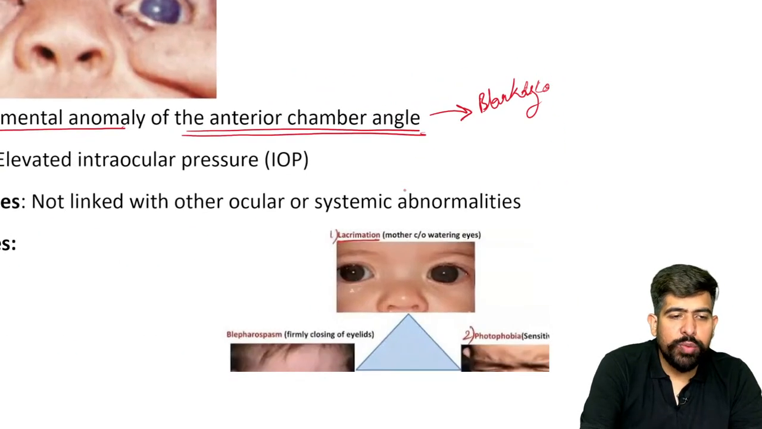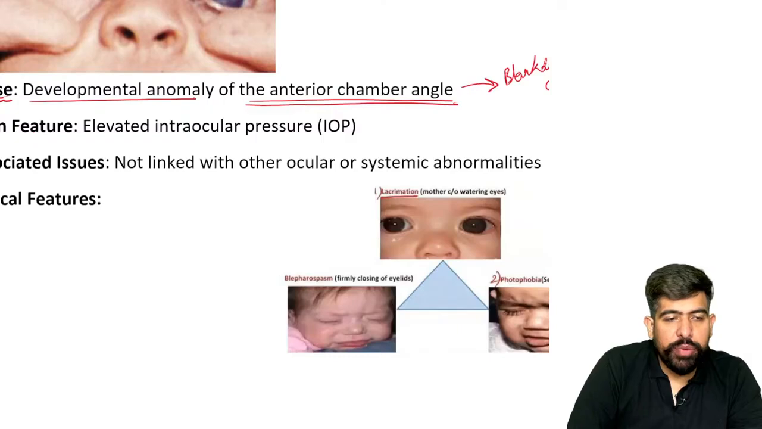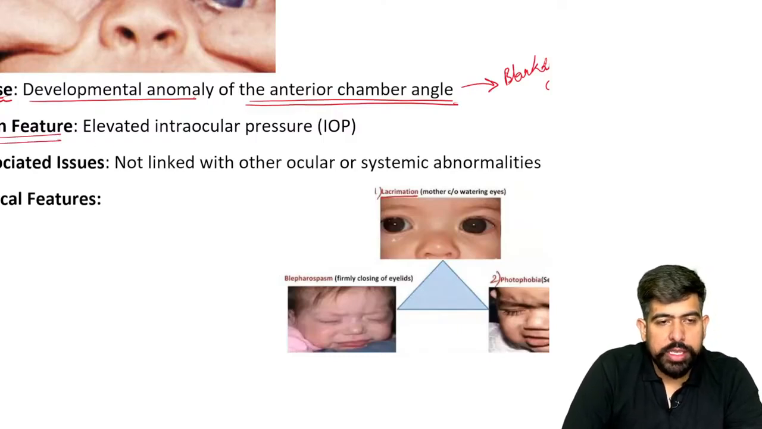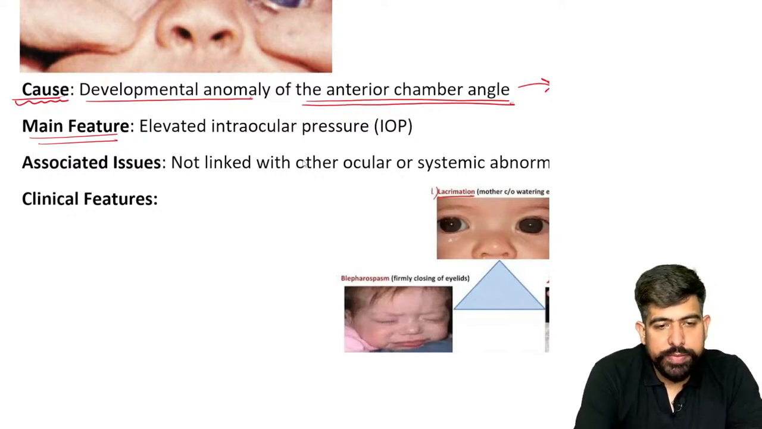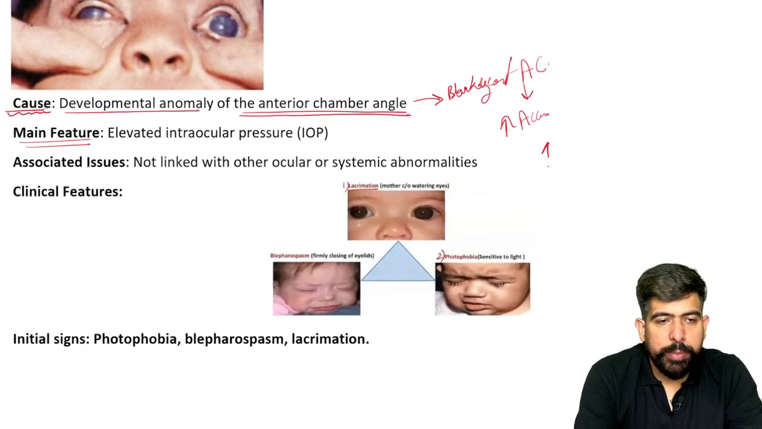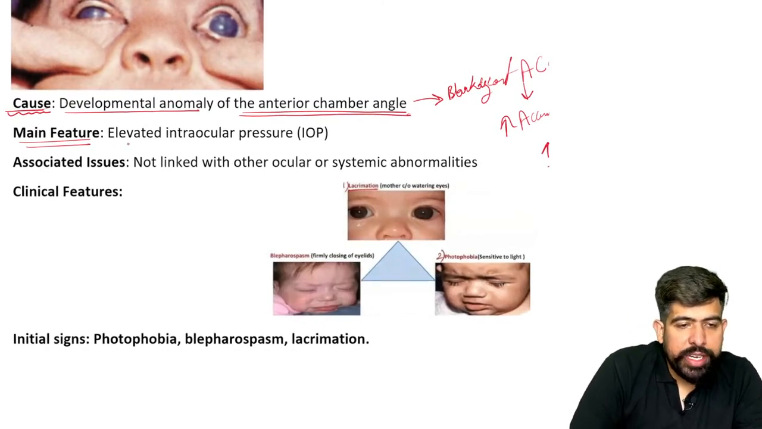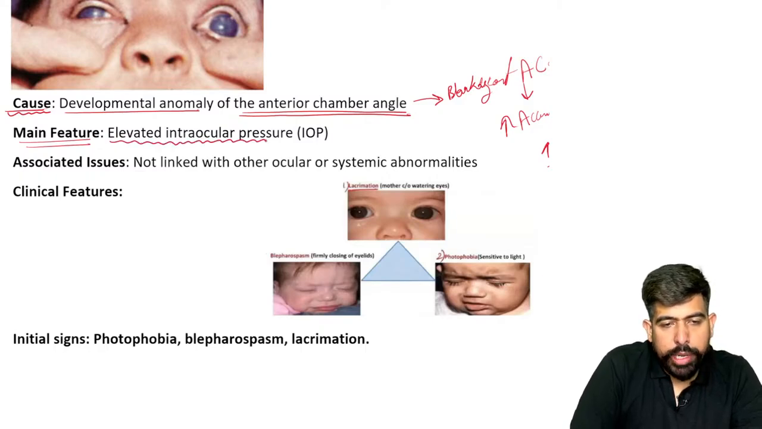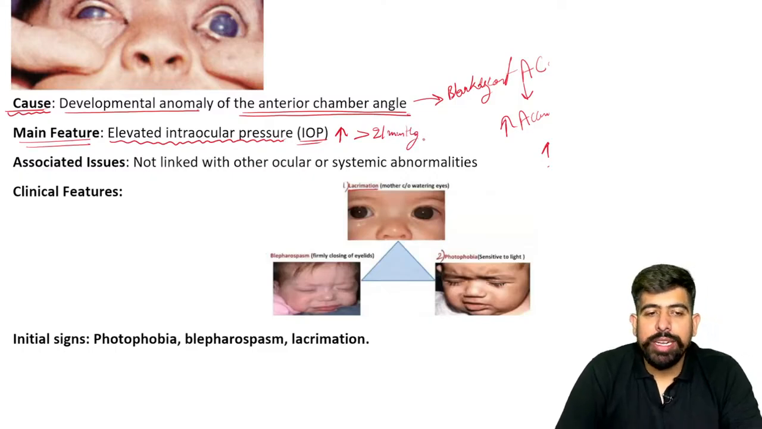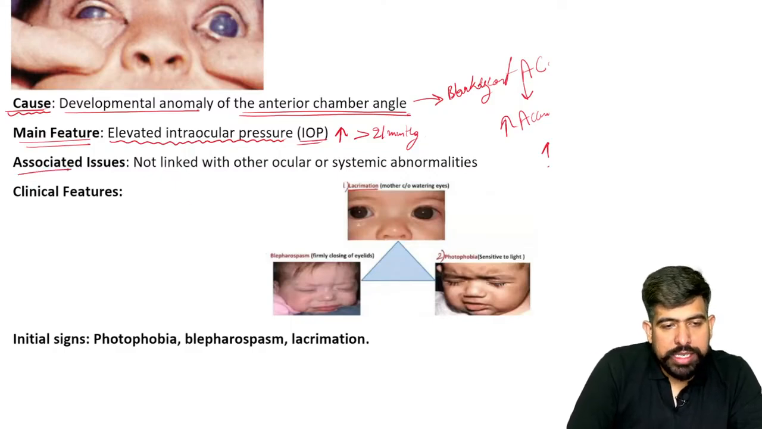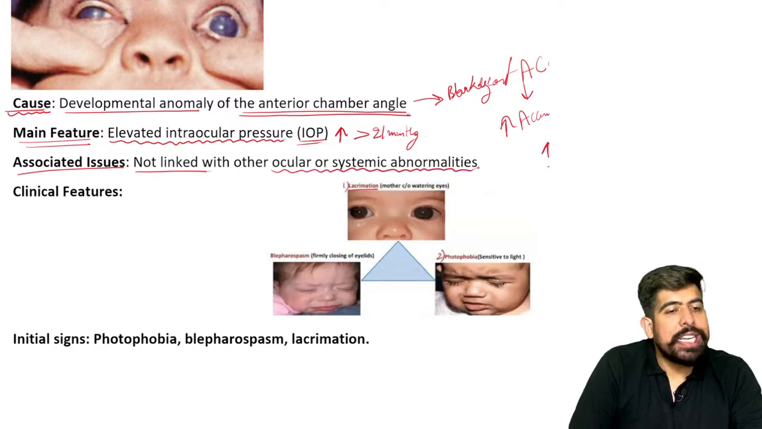Now let's move forward. What is the main feature of this? The main feature is the elevated intraocular pressure. So IOP is increased, meaning more than 21 mmHg. There is no association with any other ocular or systemic abnormalities. It can be isolated.